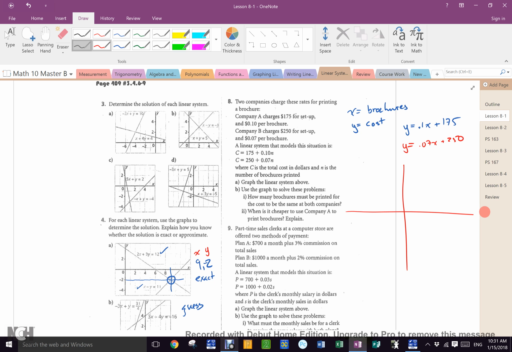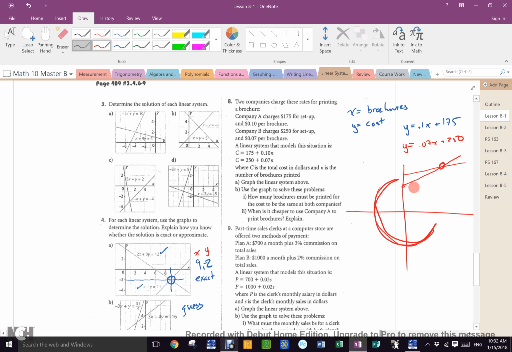Well, first of all, is it ever going to be anything over in any of these three quadrants? Why not? I can't print negative amounts of brochures, and no company makes money by paying me. It's got to be up in here, yes? So I only need to graph on this side. So if I go up to 250, and then I go up to 175, and I go up slightly steeper, that's where your thing's going to be, right?